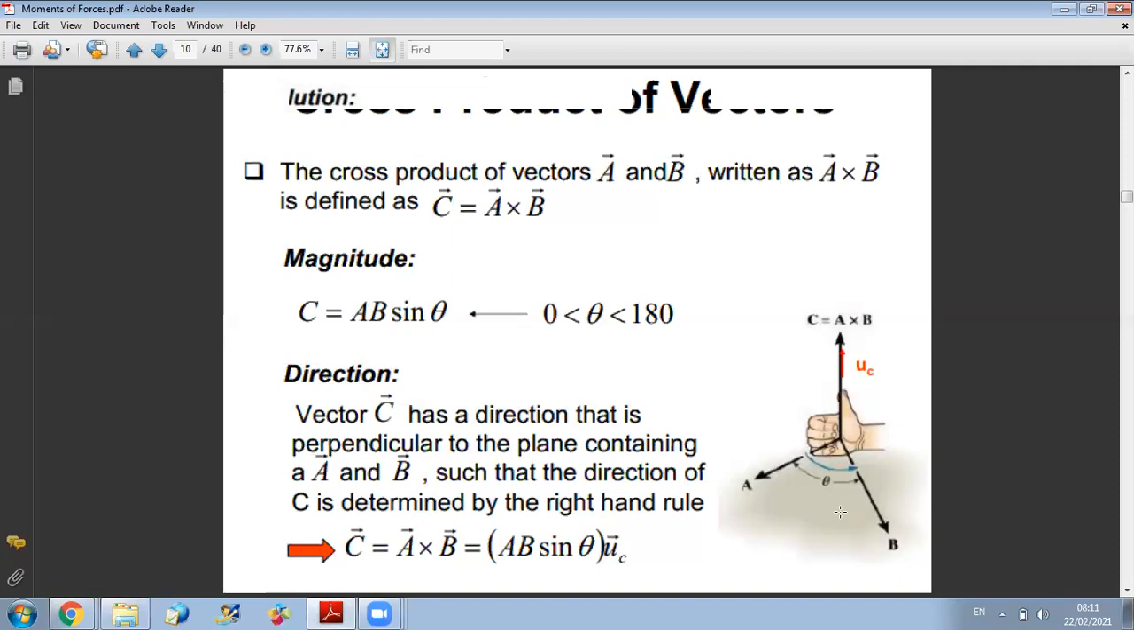So as you can see here, your thumb is pointing upward. So vector C will be perpendicular to the plane of A and B and will be directed up. Okay? So this is how we determine the direction of vector C. And now we can say that vector C can be defined as AB sine theta, which is its magnitude, times the unit vector of C, which is the vector perpendicular to the plane of vectors A and B, and given by the right hand rule.